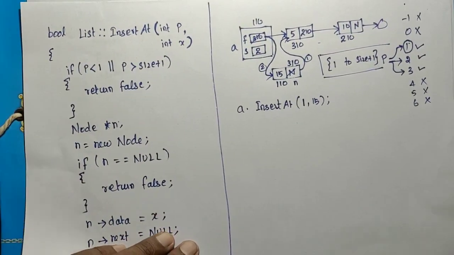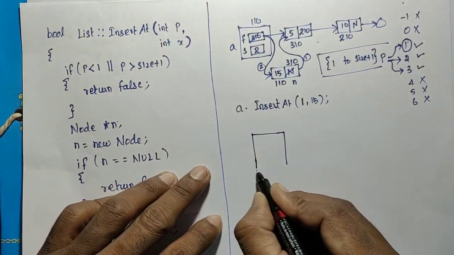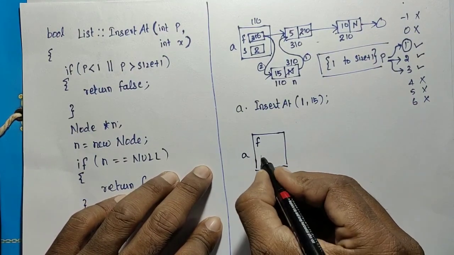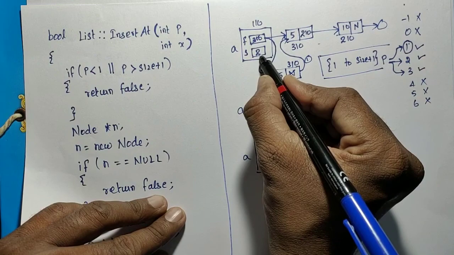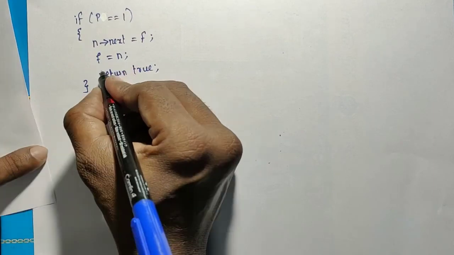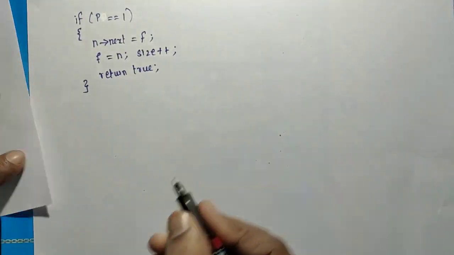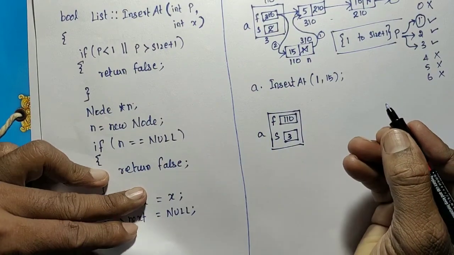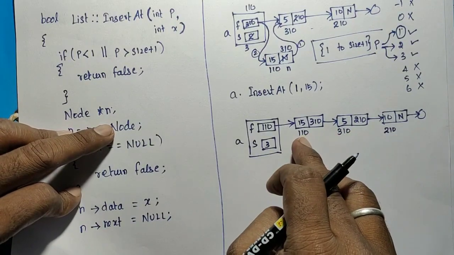So see that after inserting that, the content will become A. The size, which is actually 2, also should get incremented to 3. So in that code I need to, before returning true, increment the size also. Size plus plus. So size also should get incremented, so that this also will be changed to 3. So this is the list after inserting the 15 at the front.